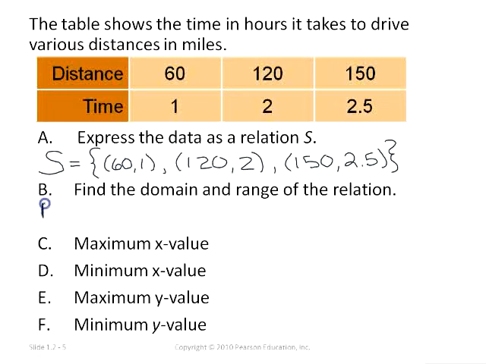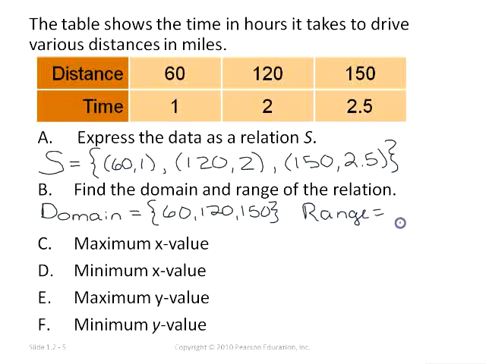The domain is all of the x numbers that we use in that relation. So all of my x's would be my distance numbers, the 60, the 120, and the 150. So that is my domain. I would write out the range by just telling the y values of those ordered pairs: 1, 2, 2.5.